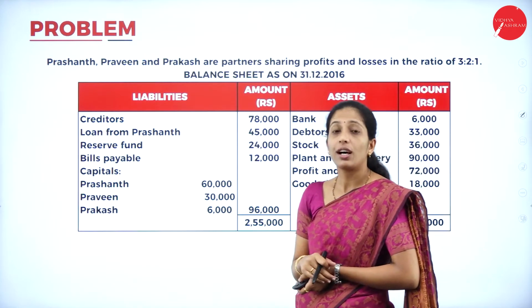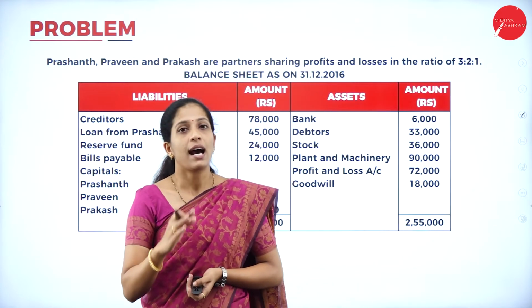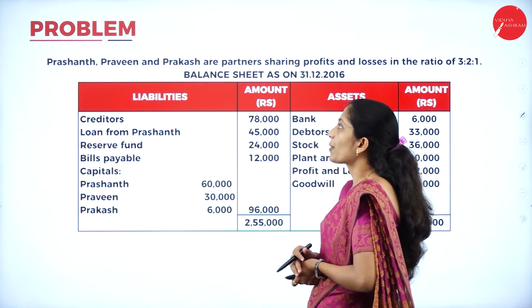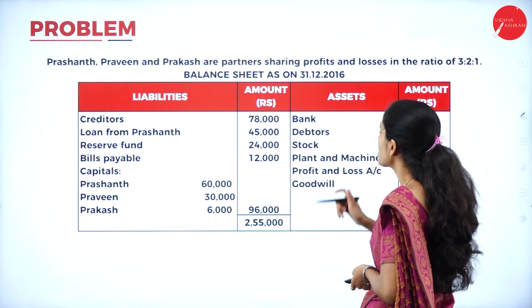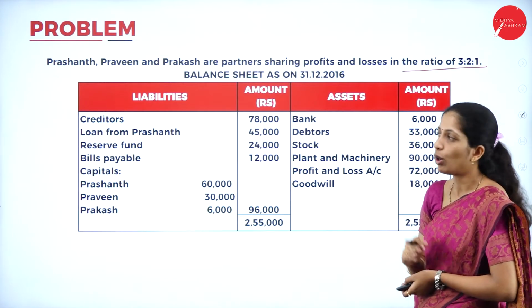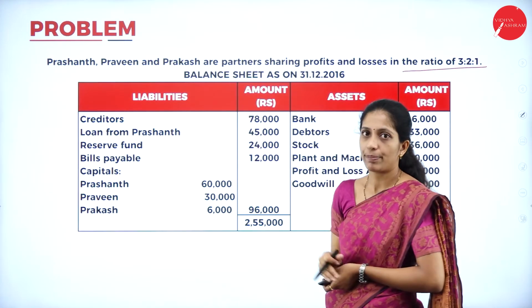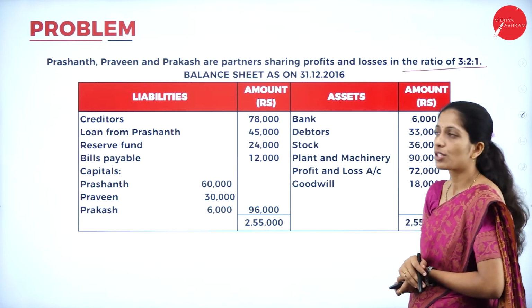Now we shall go through a 15 marks important problem on dissolution of partnership firm. As I told, it comes for 15 marks. Now go through the problem here. Prashant, Praveen and Prakash are partners sharing profit and loss in the ratio 3:2:1. Hope you are clear with this. Who are the partners here? Prashant, Praveen and Prakash, and they have given their profit sharing ratio 3:2:1.